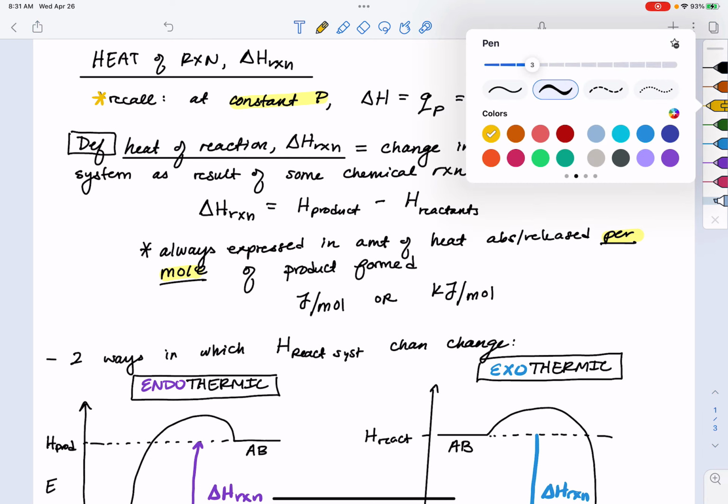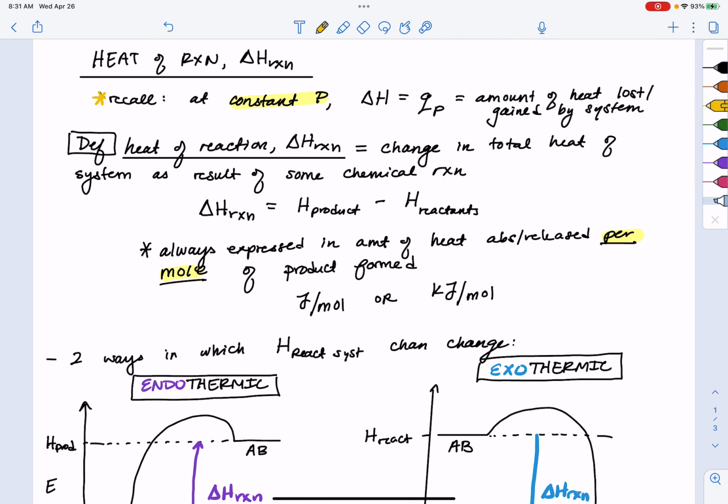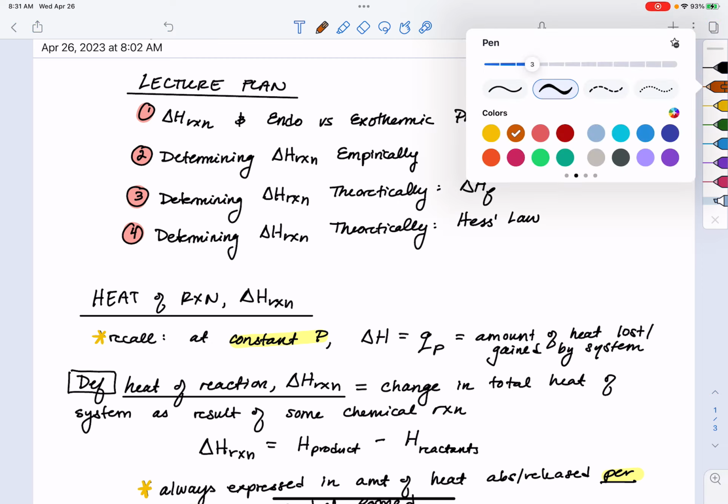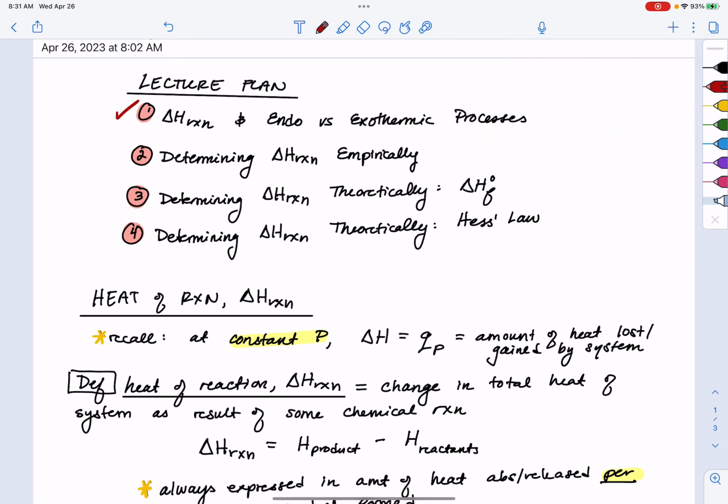In our next video, we are going to practice this idea a little bit more. We are going to look at how we can take some experimental data, things we can measure directly in the lab, and use that to determine the amount of heat that is exchanged as a result of some reactant system going to products. And then we'll talk about how we can figure out the heat of reaction theoretically. So up next, determining the heat of reaction empirically, and as you might be able to predict, that is going to involve, yet again, calorimetry.